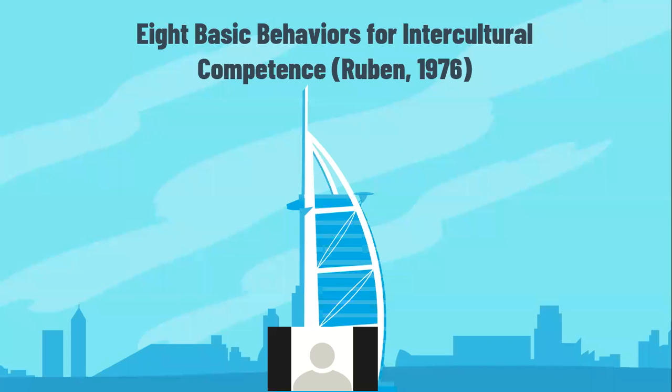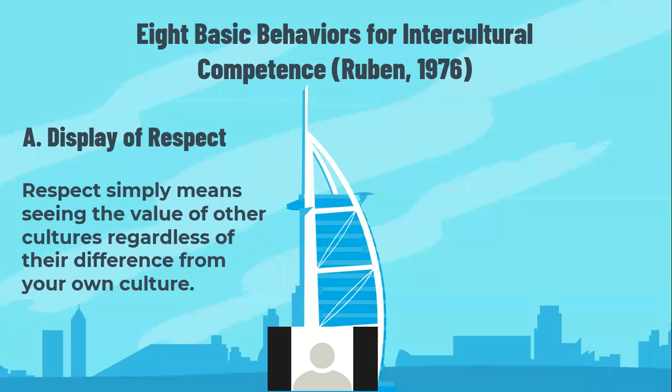So there are 8 basic behaviors for intercultural competence, according to Ruben, 1976. First is the display of respect. Respect simply means seeing the value of other cultures regardless of their difference from your own culture. So basically, when we say respect, we acknowledge, we understand that we have differences. We understand that there are things that we do not practice. There are things that are different from us, other people. It's also being sensitive to their cultural background.